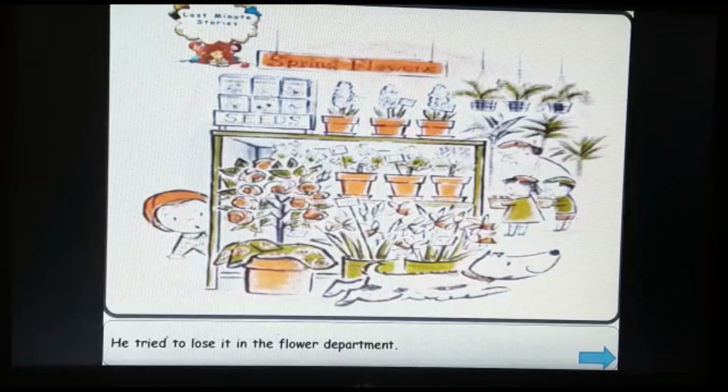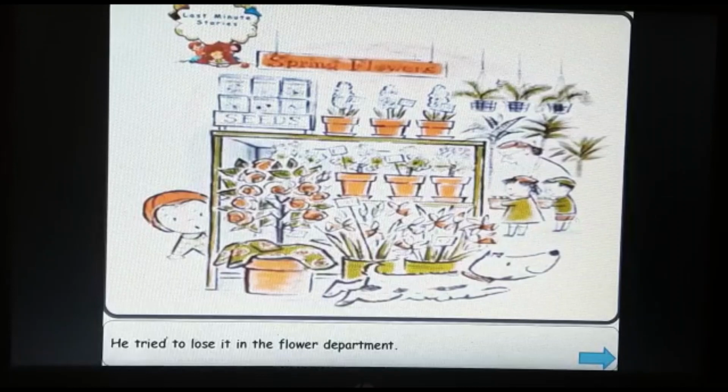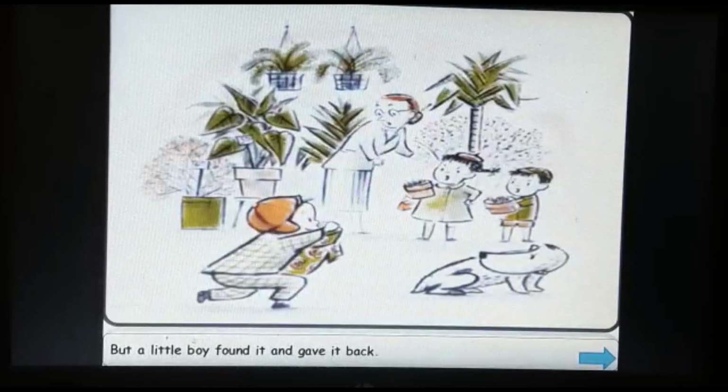Now, here we are going to ask the children the three main important points. Which all places did Harry try to lose the sweater? What was the first one? Which was the second one? And finally, where did he try to lose it the third time? So the children will be engrossed again in the story and they will make sure that they know all the three places. But in the flower department, a little boy found it and again gave it back.